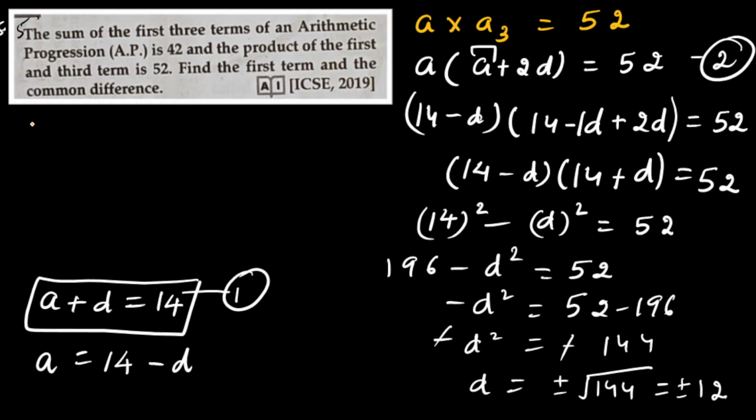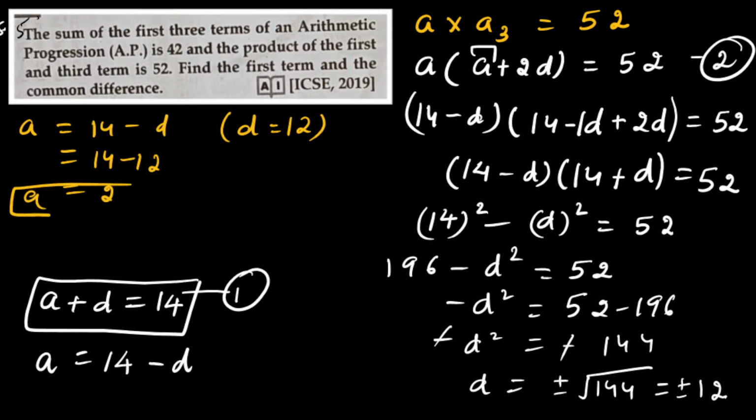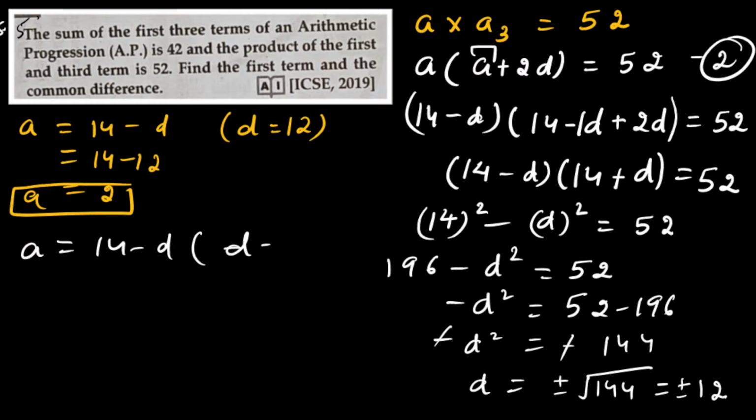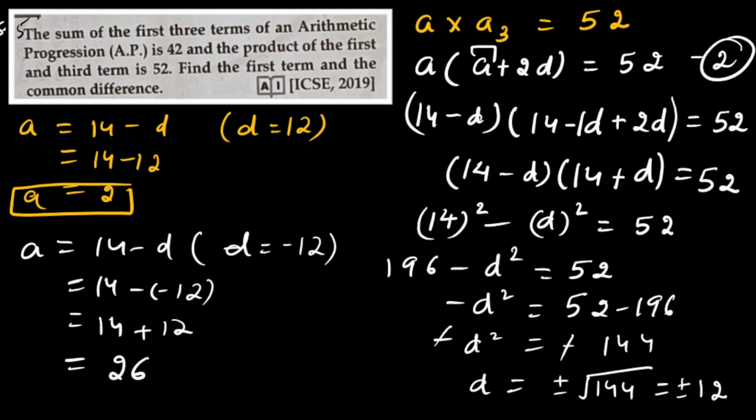With both we'll find the value of a. A we know is 14 minus d. So when d is equal to 12, 14 minus 12 is equal to 2. A is equal to 2 when d is equal to 12. Let's find the other value also. A is equal to 14 minus d when d is equal to minus 12. So 14 minus of minus 12, minus minus will become plus. So this will get 26.